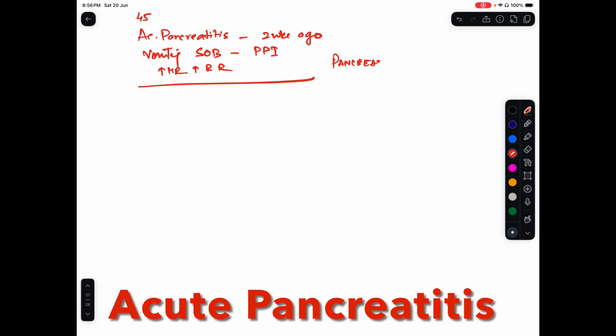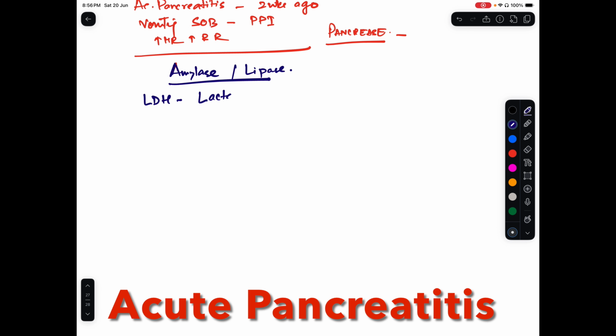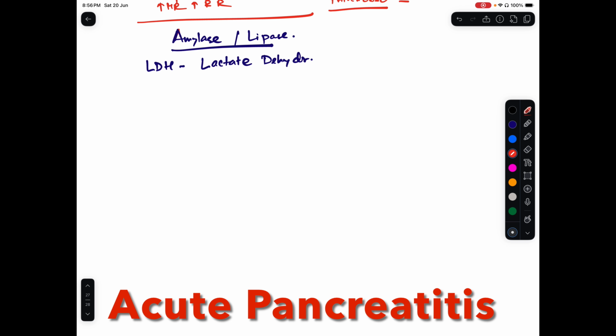Pancreas. Now we have to understand about the pancreas and inflammation of the pancreatic gland. What are the enzymes commonly? Amylase, lipase, everyone knows about amylase, serum amylase, lipase. Then LDH, lactate dehydrogenase, is also an important enzyme to test. Amylase, lipase, are they valuable, can they be done? Lipase levels are more specific to the pancreas, while amylase is non-specific.